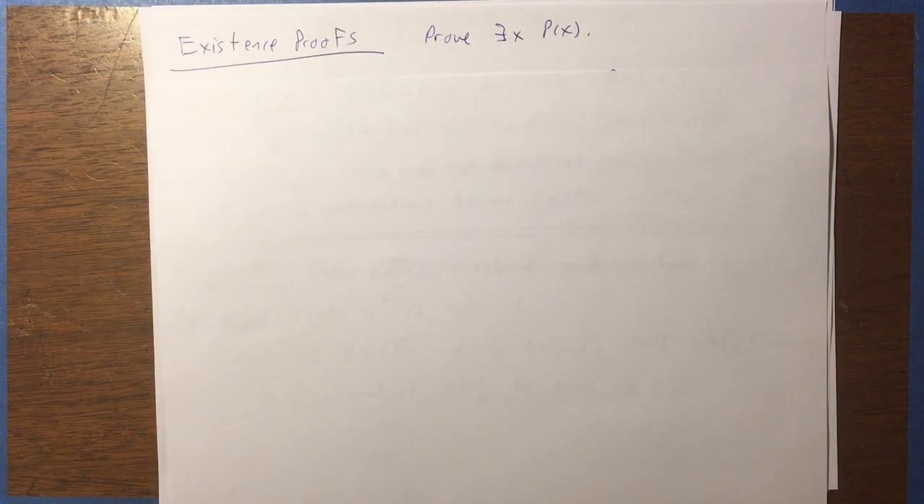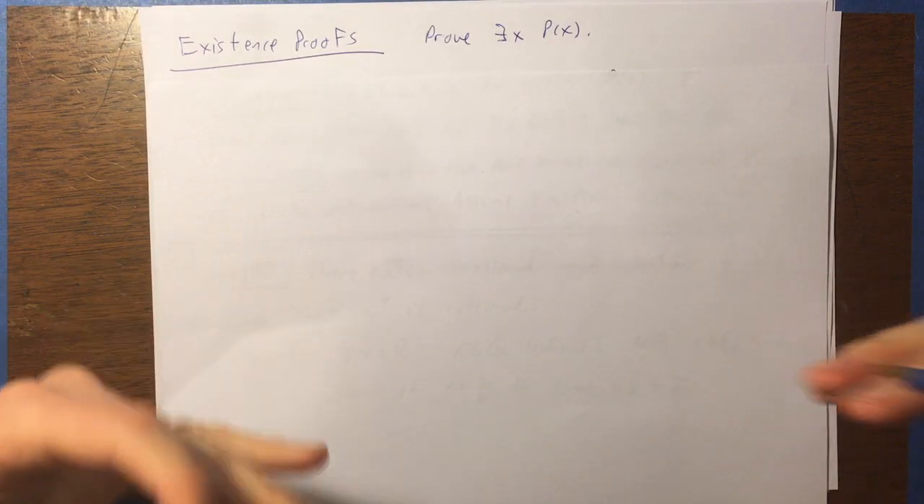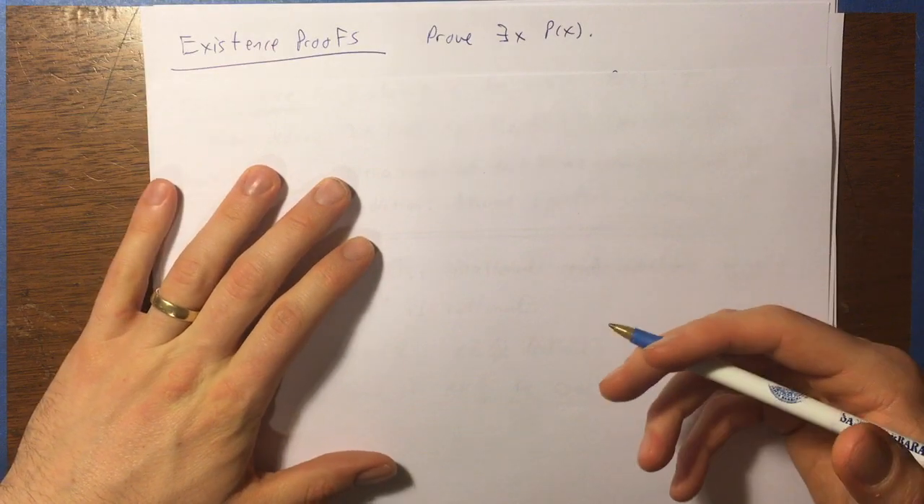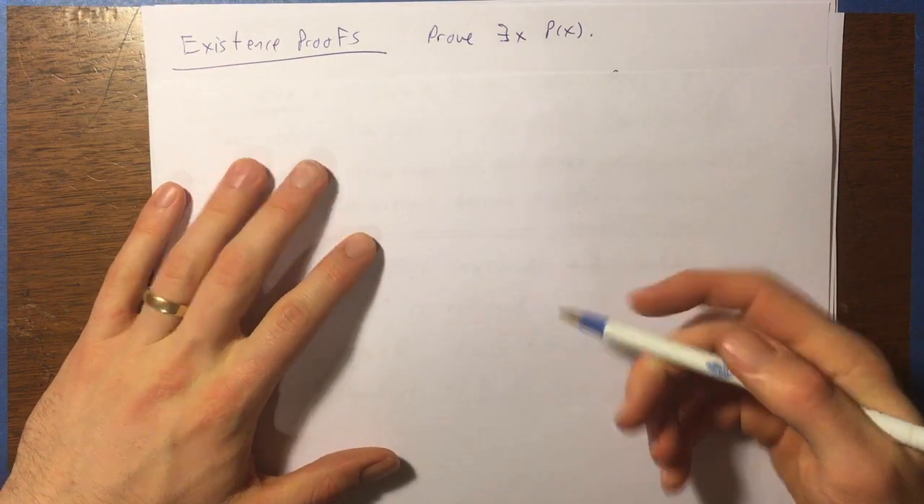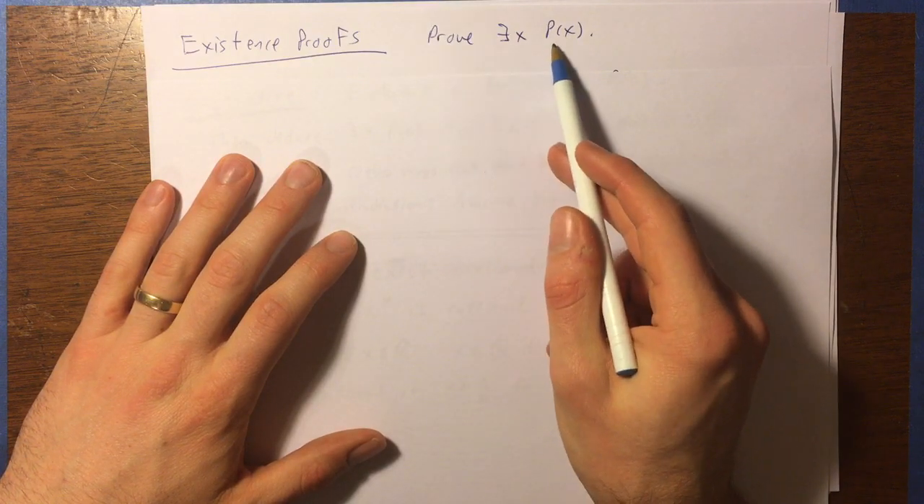All right, continuing on with section 1.8, we are going to discuss existence proofs in a little more detail. I'm talking about proofs where you want to prove the existence of something, like the existence of an element in a given domain that satisfies some conditions. So the format would be: prove there exists x such that P(x).